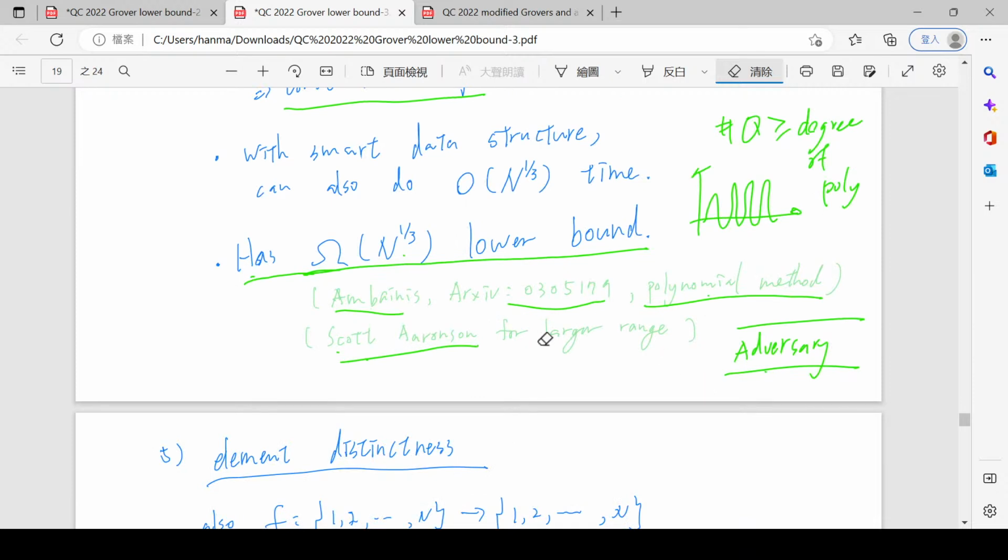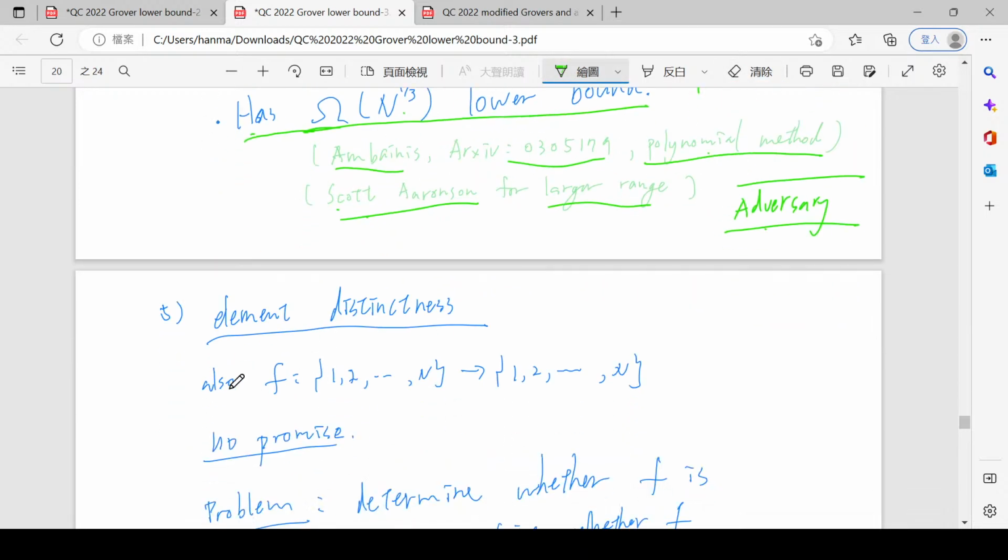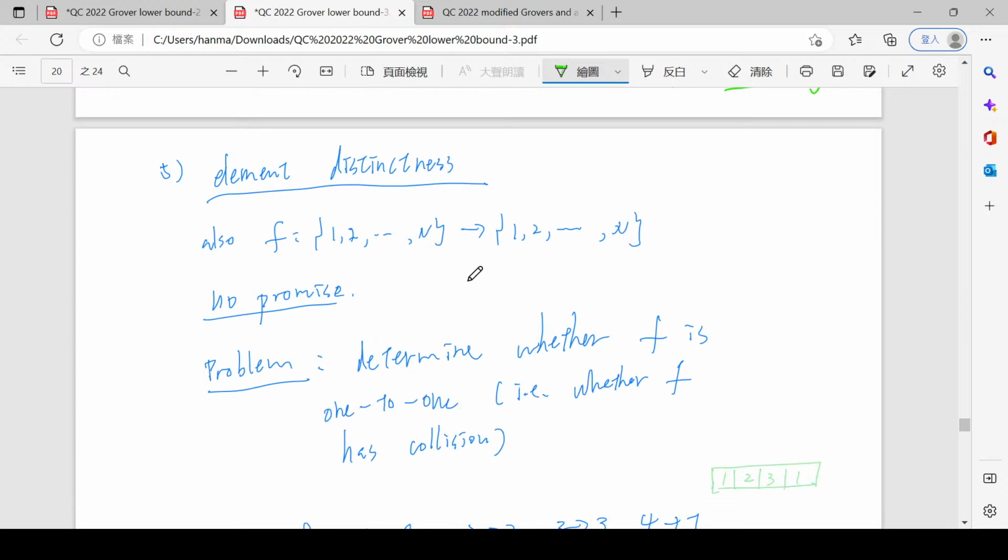So the larger range means bigger n. Any questions? If not, then let's talk about an even harder problem. I guess the problem statement is easier than collision. This is very similar to collision, except that there is no promise.